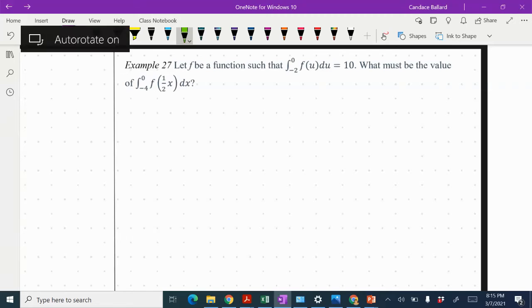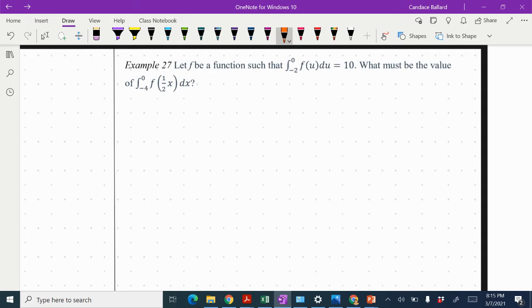In this video, we're going to continue topic 6.1, and we're going to be looking at example 27. We're still doing some U-substitution here. So we're going to let f be the function such that the integral from -2 to 0 of f of u du equals 10. So what must be the value of the integral from -4 to 0 of f of 1/2 x dx?